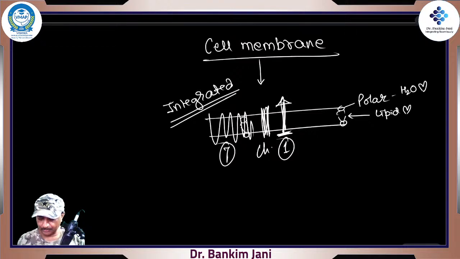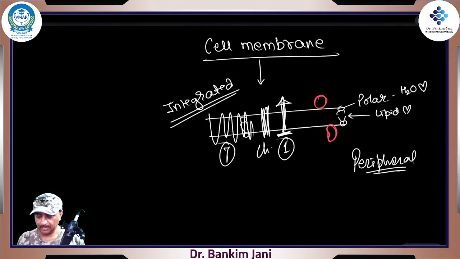So these are all integrated. Try to remove them, and you destroy the cell membrane. And against that, there were few other types of receptors, and we call them peripheral. When we say peripheral, that means they are attached on either side, right? Either they are out, or they are in, and that's how they are arranged, and they can be easily separated. They can be removed with a change in the pH or a change in the temperature. That's what we'll keep on watching.